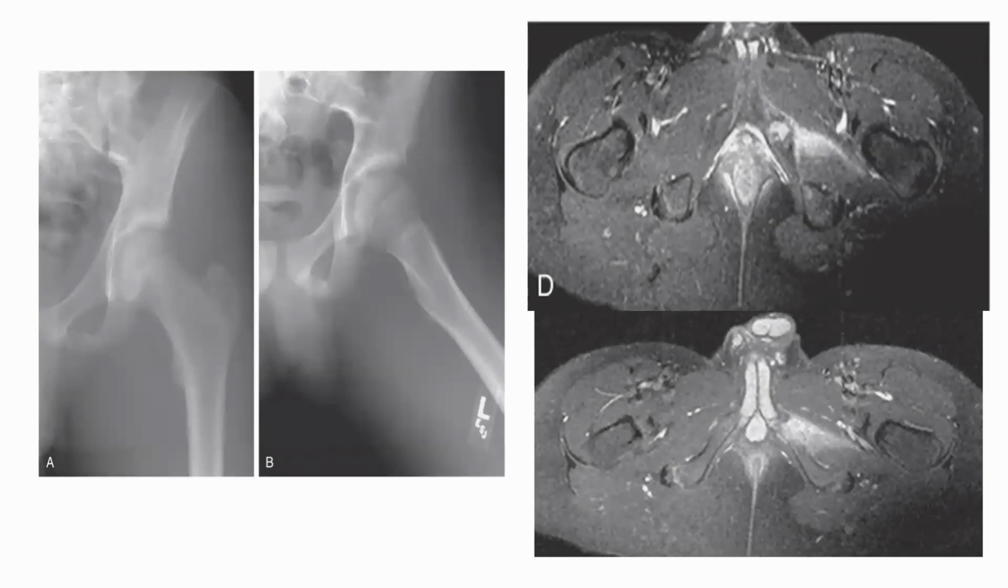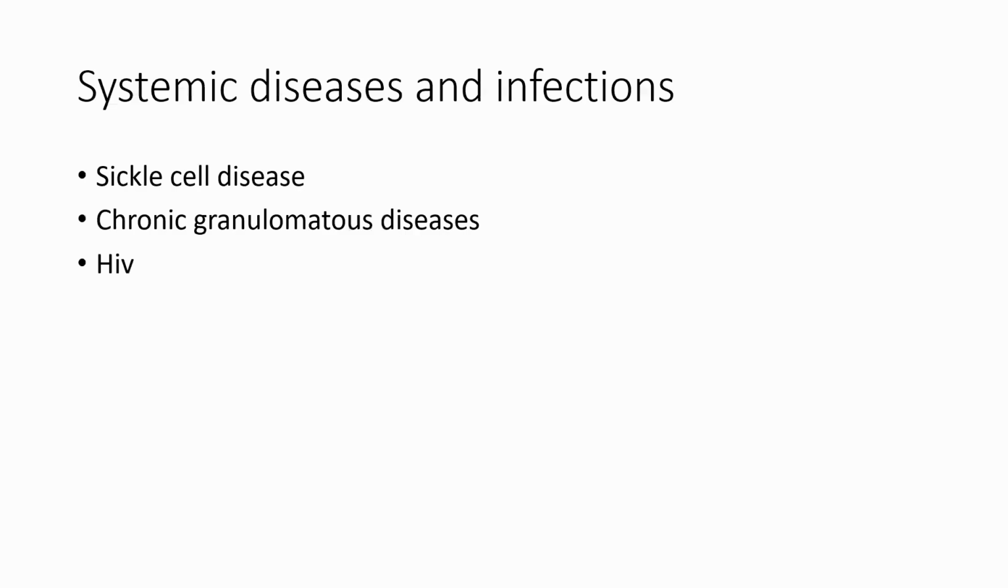This was a case of ischiopubic osteomyelitis, and he was treated with antibiotic therapy for 1 month, oral followed by parenteral. Next.